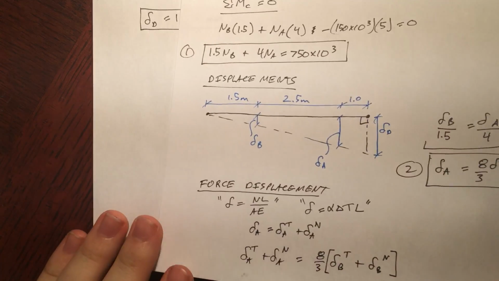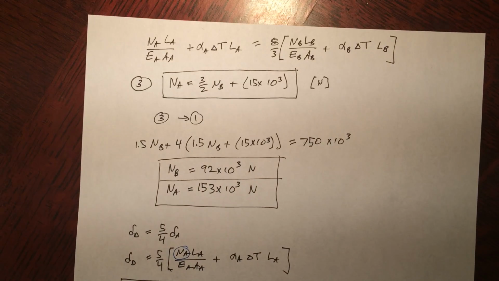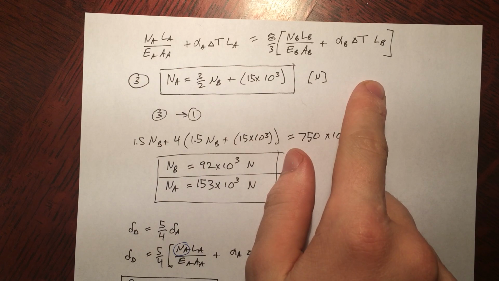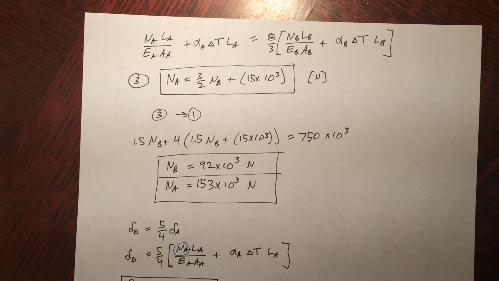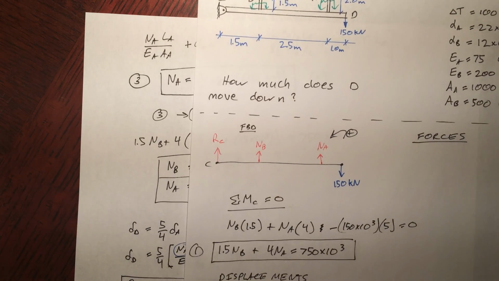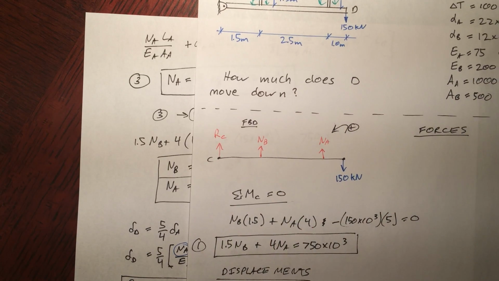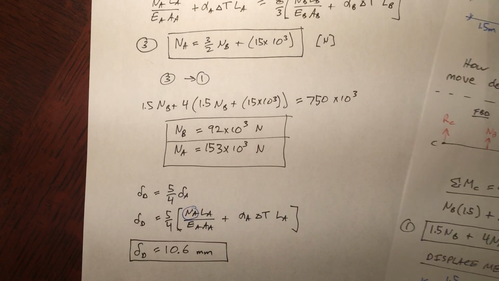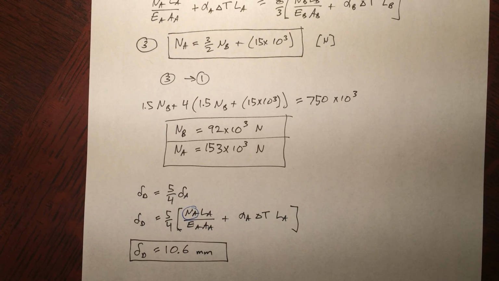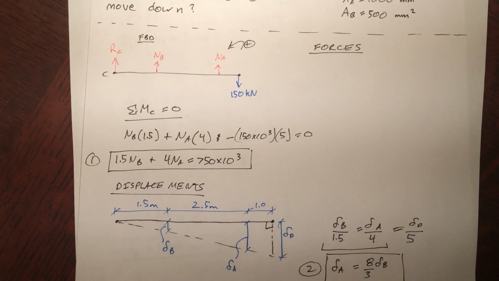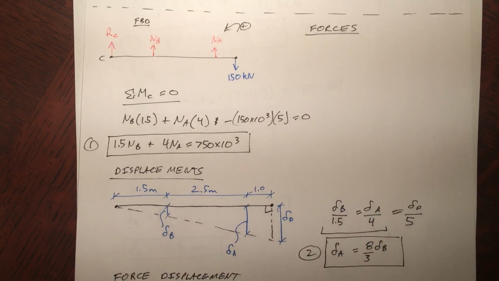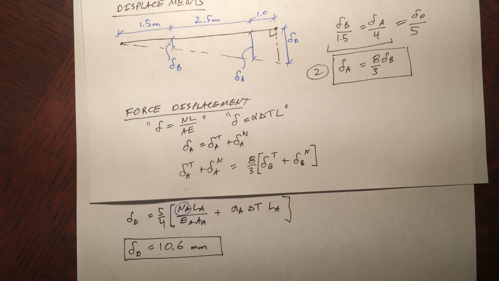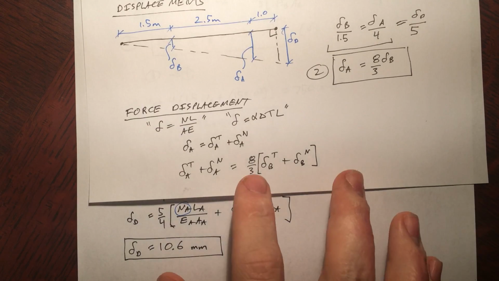We related the two together, found an equation that related them all, plugged in our values. Now we have N_A and N_B, and we have this equation. We solved it simultaneously, found N_A and N_B, and then we went back, used this displacement here, and found delta D to be 10.6 millimeters.